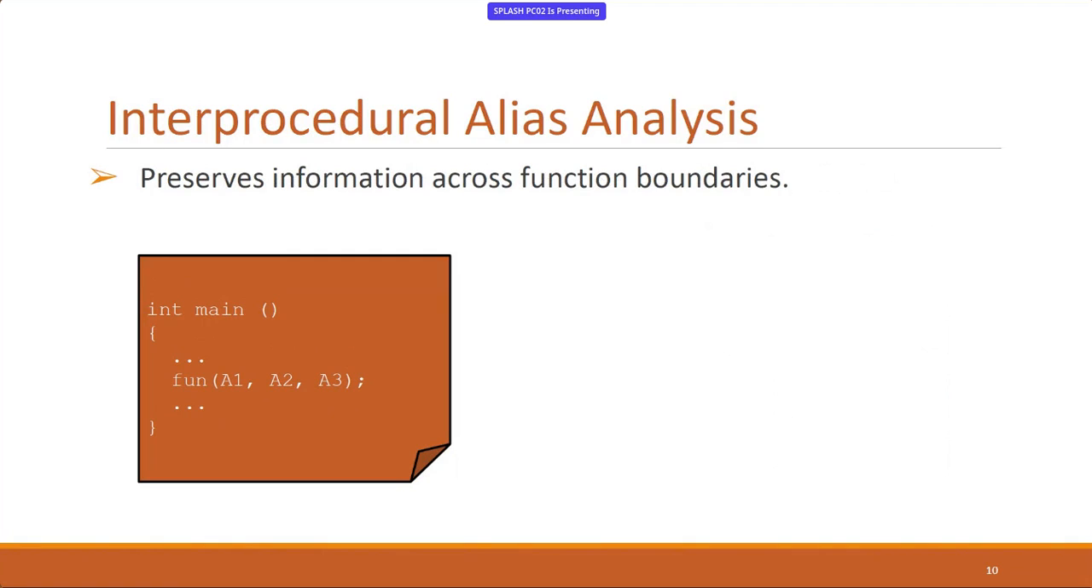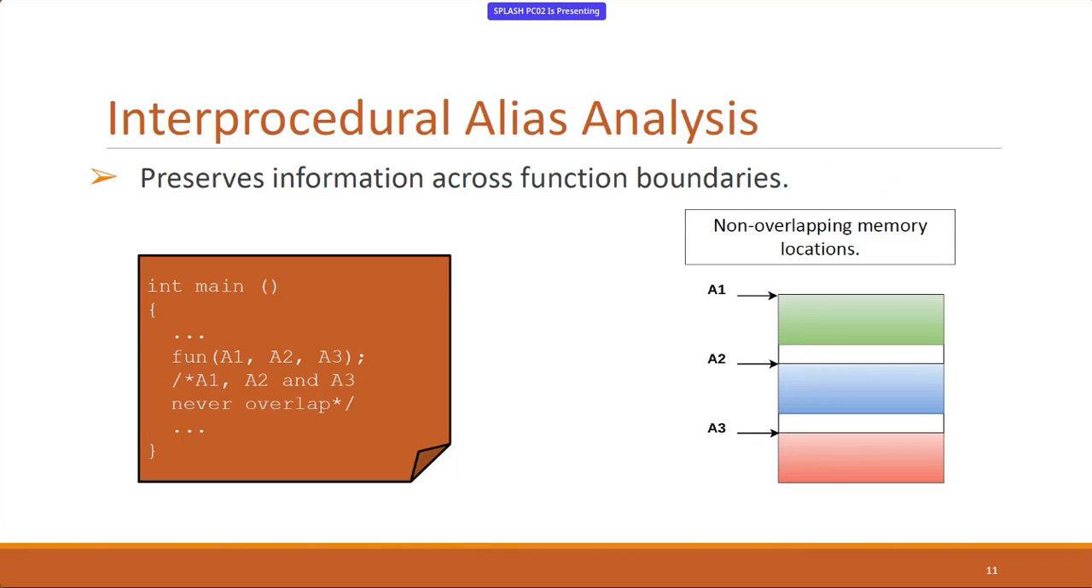So there is another way of performing alias analysis, which overcomes the limitation of intra-procedural alias analysis. This is inter-procedural alias analysis, which preserves the information across function boundaries. So for the same example, inter-procedural alias analysis preserves the information that these 3 pointers never point to overlapping memory locations. And this information is further provided to the compiler.